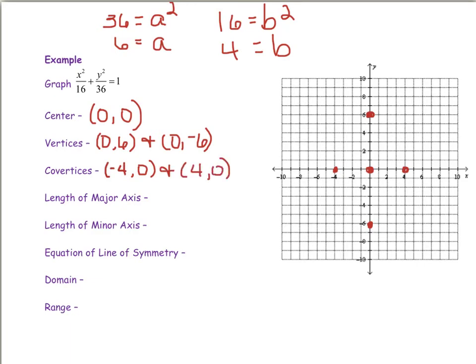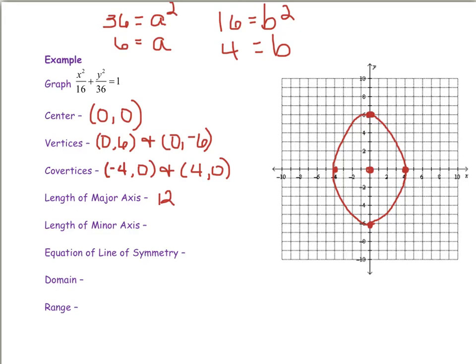Now we are ready to sketch this ellipse. So I am not very good at this, but I always give it my best shot. So there we have our vertical ellipse. Now let's determine the length of our major axis. Well, let's think about this. If the a value is 6, that means that 6 times 2 would be the length of our major axis. So that would be 12.